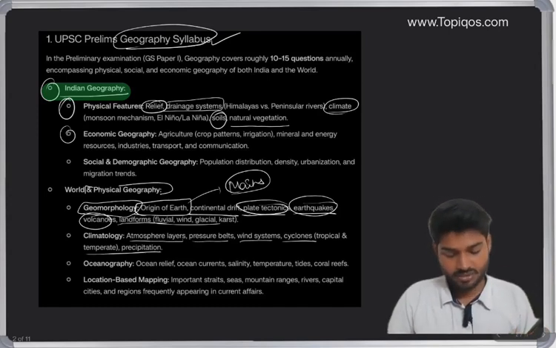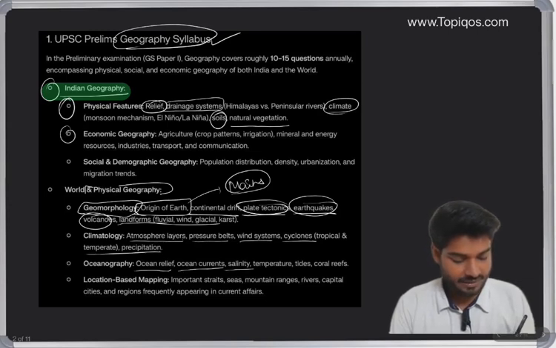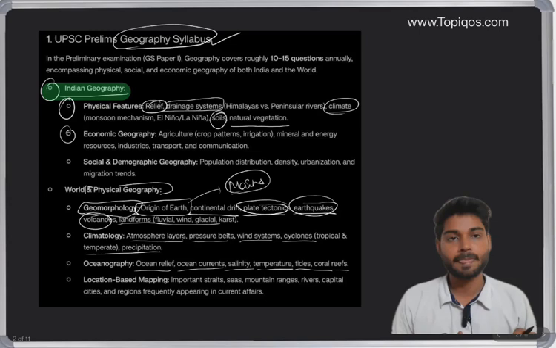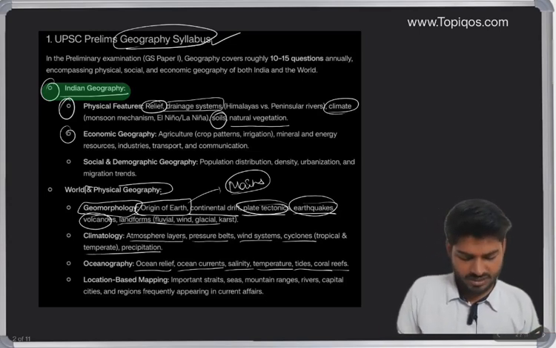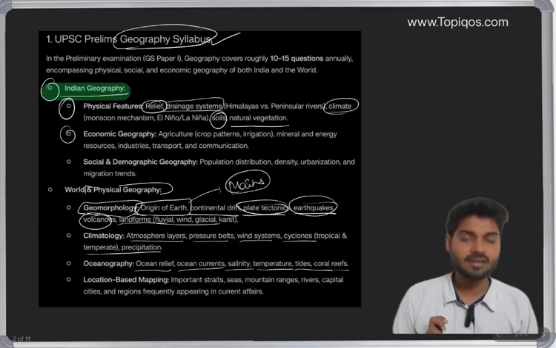Then we have oceanography. Oceanography means first we have to study ocean relief, ocean currents, salinity, temperature, tides, and coral reefs. So all this we are going to study in oceanography. Then we have location-based mapping: important states, seas, mountain ranges, rivers, capitals, cities, and regions frequently appearing in current affairs.